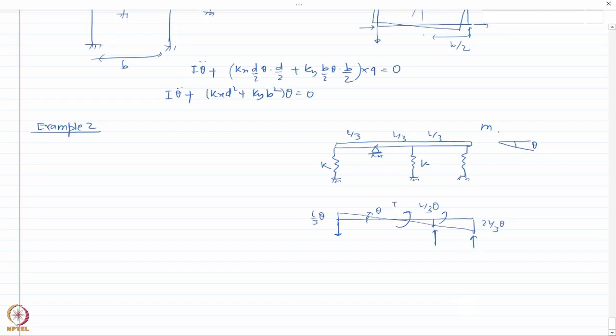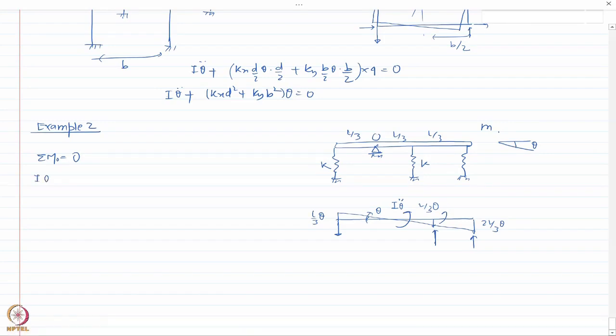Okay, and that would be the I of this, or the moment of inertia of this rod, about the point of rotation times theta double dot. So if I take moments of all these forces and equate it to zero about the point of rotation O, which is the pin support, let us see what do I get?